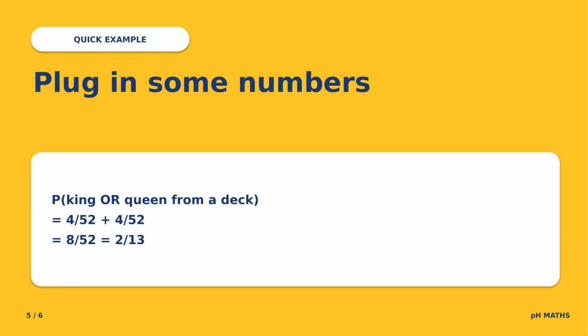Quick example. Draw a card from a deck. The probability of king or queen. These are mutually exclusive. No card is both. There are 4 kings, 4 queens, and 52 in total. So add 4 over 52 plus 4 over 52 equals 8 over 52, which simplifies to 2/13.